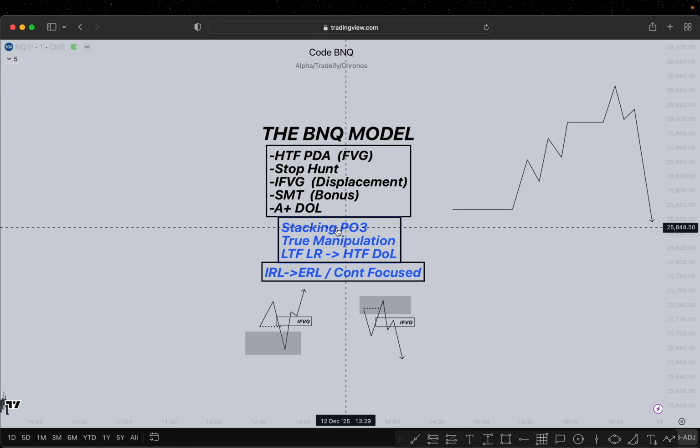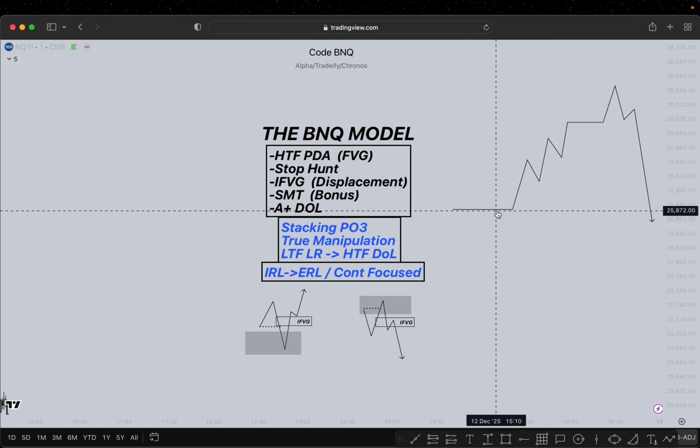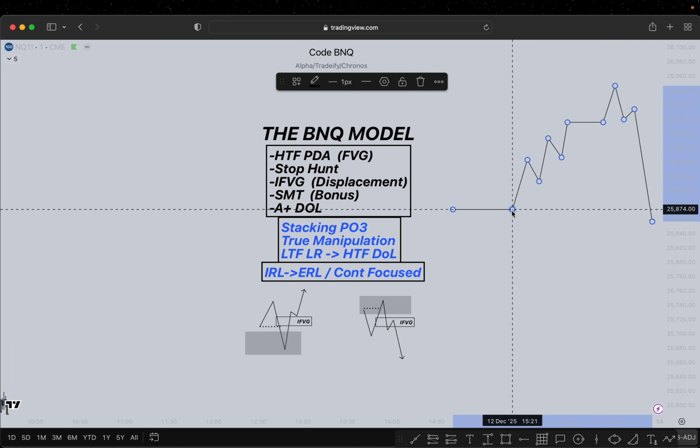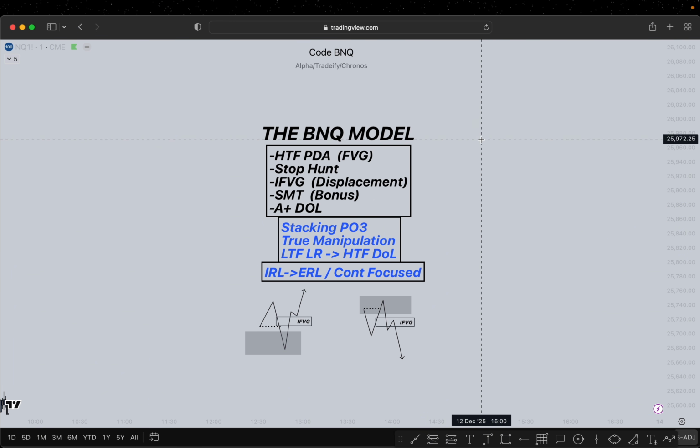So stacking the PO3, stacking time discount and premium to essentially make sure that you're in the best position of the market. Now you can also do this for like daily opens, true New York open, but I'm not really getting into that in this video. But that's what stacking PO3 is, and that'll make more sense whenever I show you all the examples.